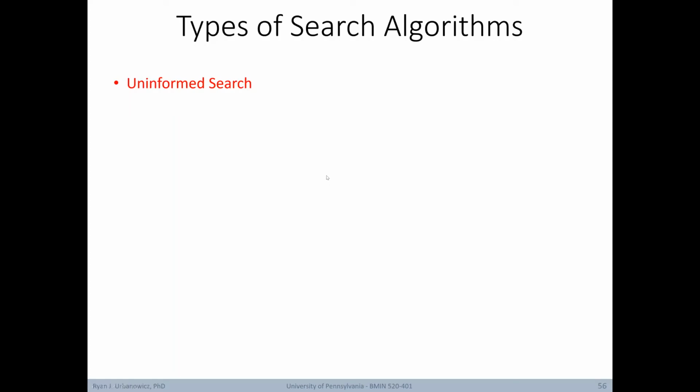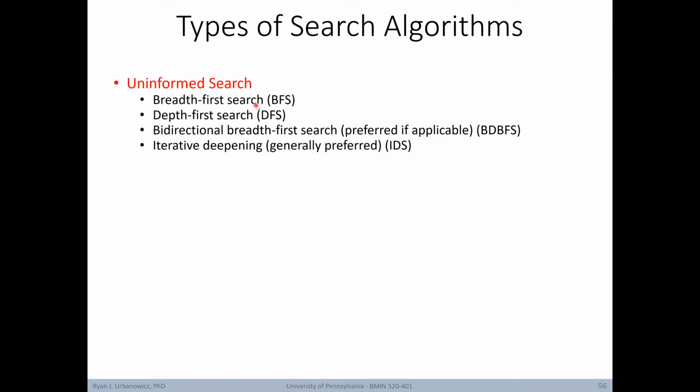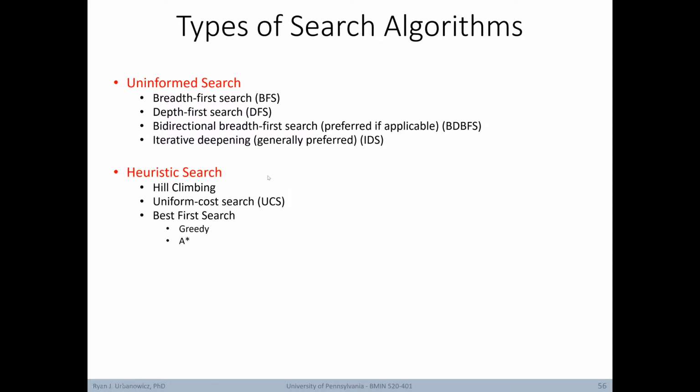The last section of our lecture is going to focus on introducing search algorithms in general. First, let's cover the different types of search algorithms. The first family of search algorithms can be called uninformed search. These include methods like breadth-first search, depth-first search, bidirectional breadth-first search, and iterative deepening. There's also a family of algorithms called heuristic search. These include specific algorithms like hill climbing, uniform cost search, and a couple kinds of what are known as best-first search algorithms, including greedy best-first search and the A-star algorithm. We'll cover these set of algorithms in our next lecture.